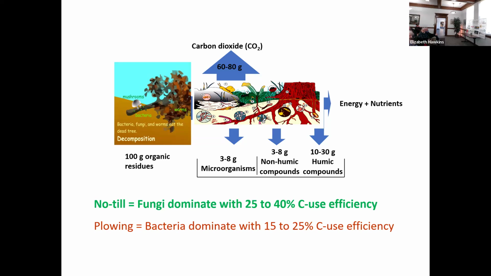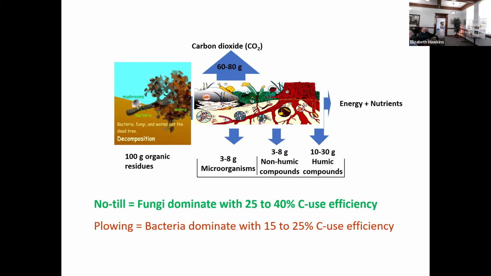Why is there that variation? For example, tillage. If you have no-till, the system is going to be dominated by fungus. And fungus like undisturbed conditions and bigger residues, and they decompose slowly. That's why the carbon use efficiency is 25 to 40%.